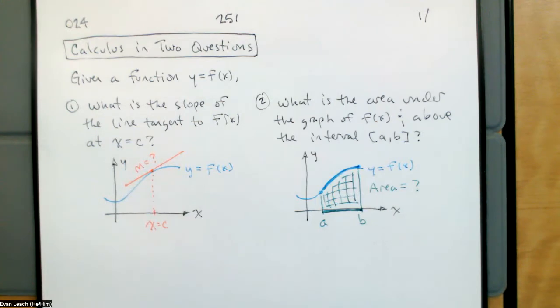Given a function, here are the two questions. What is the slope of the line tangent to a function at a given point? And number two, for later on, what is the area under the graph of a function and above an interval AB on the x-axis?